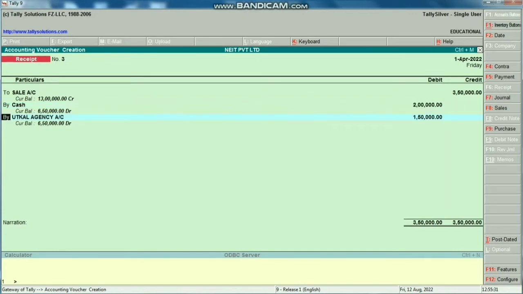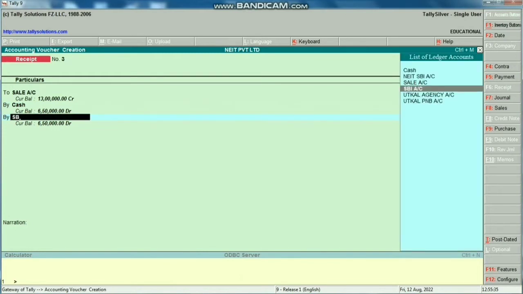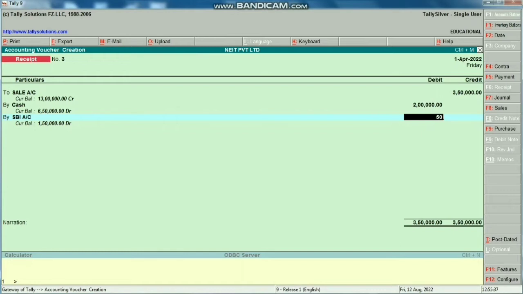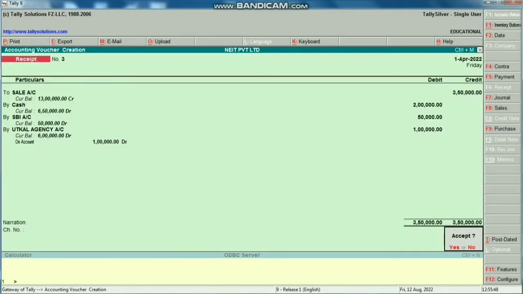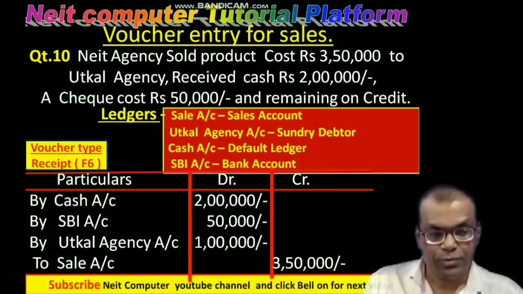SBI account becomes a debit of 50,000 because we are getting a check of 50,000. Neit organization is getting the check of 50,000. So Neit organization's SBI account becomes a debit, because 50,000 is coming to the bank account of Neit organization.